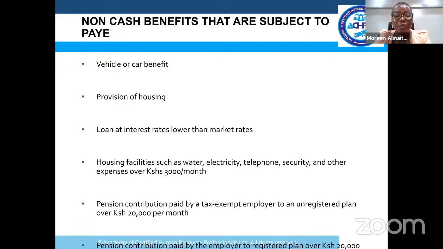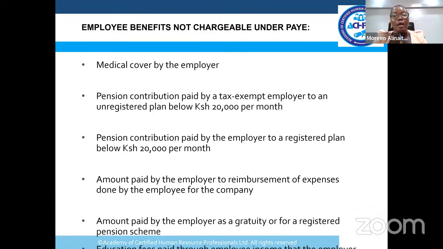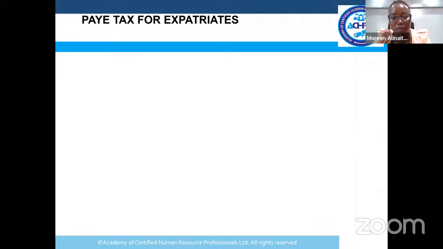It's too little. Pension contribution paid by a tax-exempt employer to an unregistered plan of over 20,000 is also taxable. Medical cover by, I beg your pardon, these benefits are not chargeable under PAYE. You cannot charge PAYE for medical cover by an employer. Pension contributions paid by a tax-exempt employer to an unregistered plan below 20,000, and pension contribution paid by the employer to a registered plan below 20,000 per month, are also not taxable. Amounts paid by the employer as reimbursement of expenses done by the employee for the company are not taxable. Amounts paid by an employer as a gratuity or for a registered pension are not taxable. Education fees paid through employee income that the employer pays are not taxable.